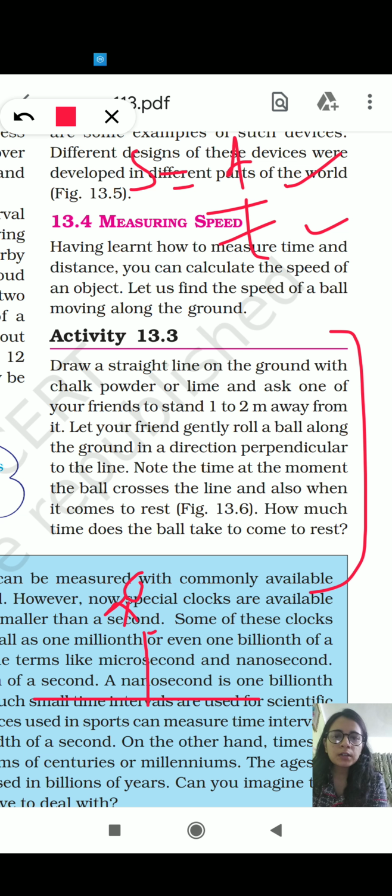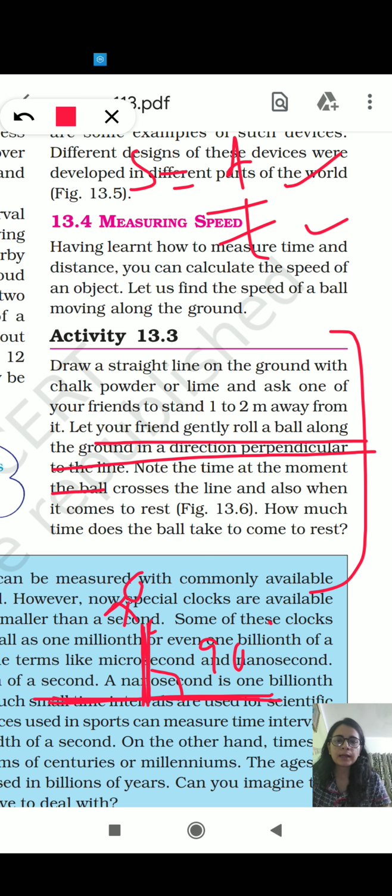Now let your friend gently roll a ball along the ground in a direction perpendicular to the line. I hope you all know what is perpendicular. If this is the line, then this is perpendicular because they both have an angle of 90 degrees. So your friend has to throw a ball in this direction, which is perpendicular to the line.